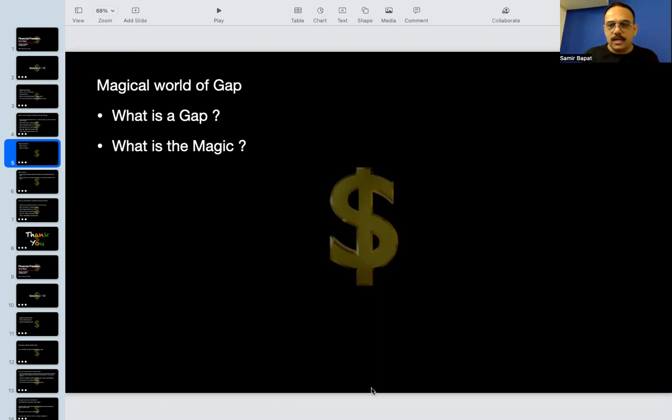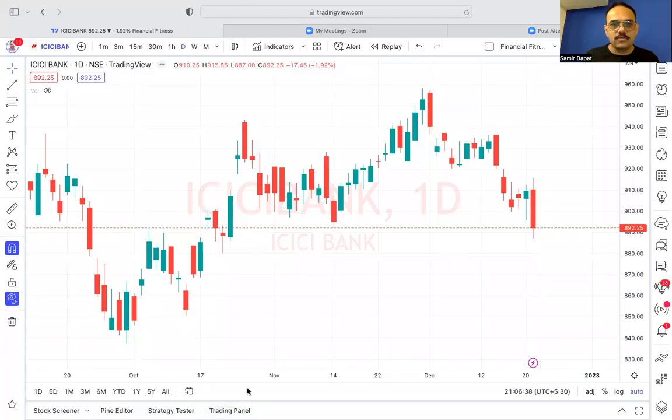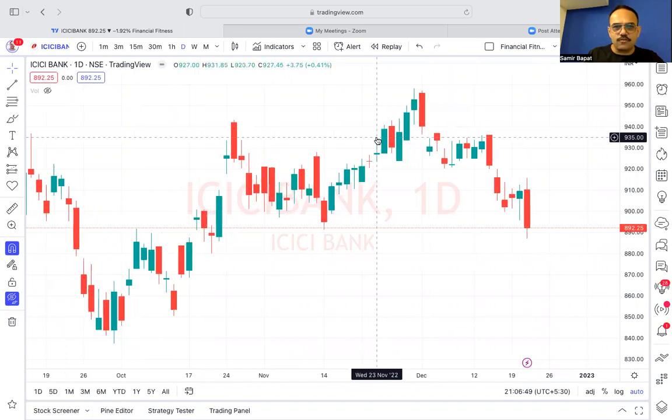Everyone is well versed with candlesticks, how they are drawn, and where the data comes from: open, high, low, close, everything. Can I have a yes from all of you so that I know I'm addressing you? Yes. Okay, great. So now you see what a gap is. Can you see the ICICI Bank chart in front of you?